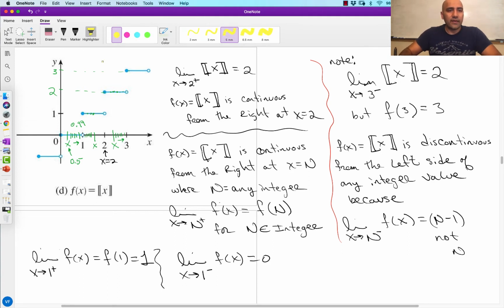But that means that this one doesn't match that one. It's not the same. It's 1 smaller than that one. That's what this notation of 1 less means here. It's equal to n minus 1, and n was 1 in this situation. So that's why there's a little 1 here. Okay, so the limit as x approaches 1 from the left-hand side equals 0. It doesn't equal 1. Good. So that's why the function is not continuous from the left-hand side at x equals 1.